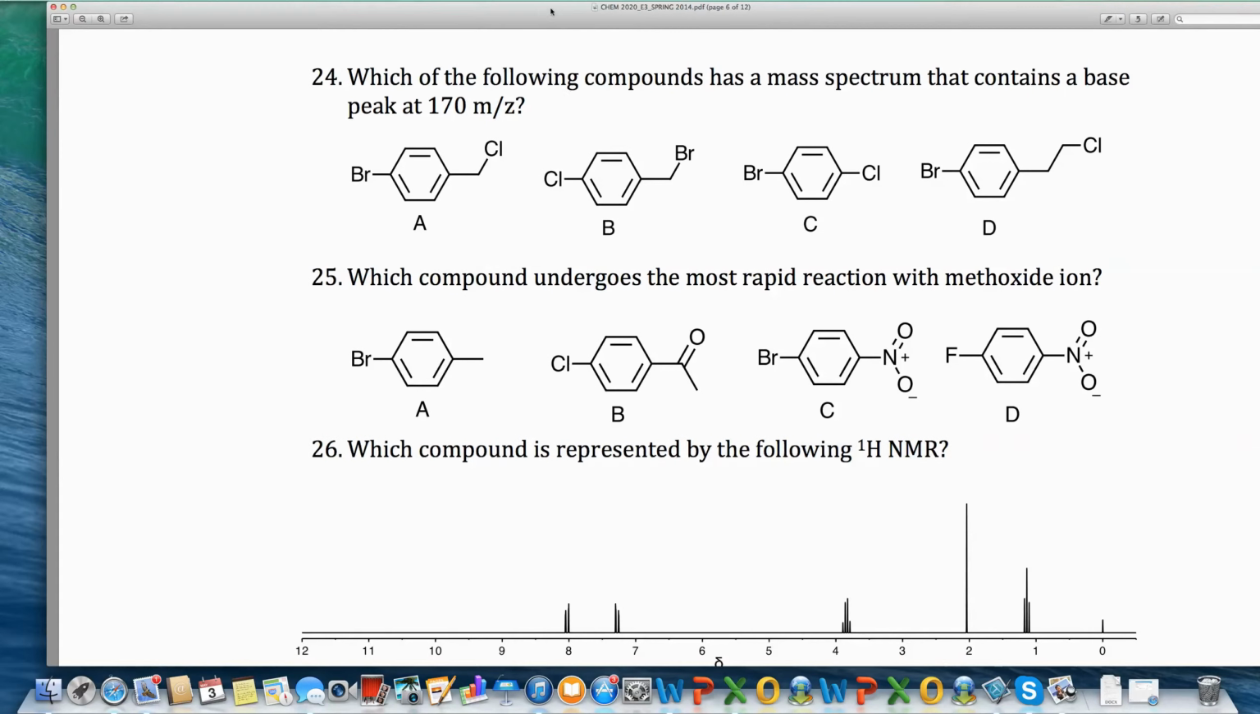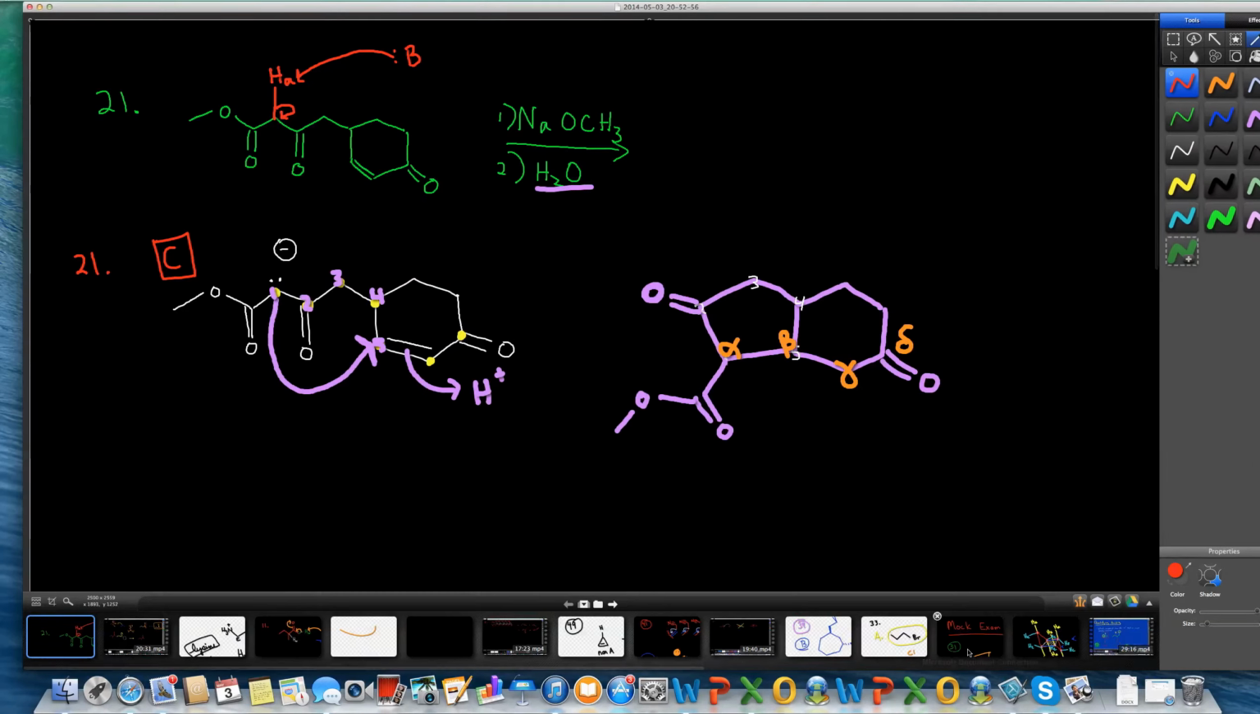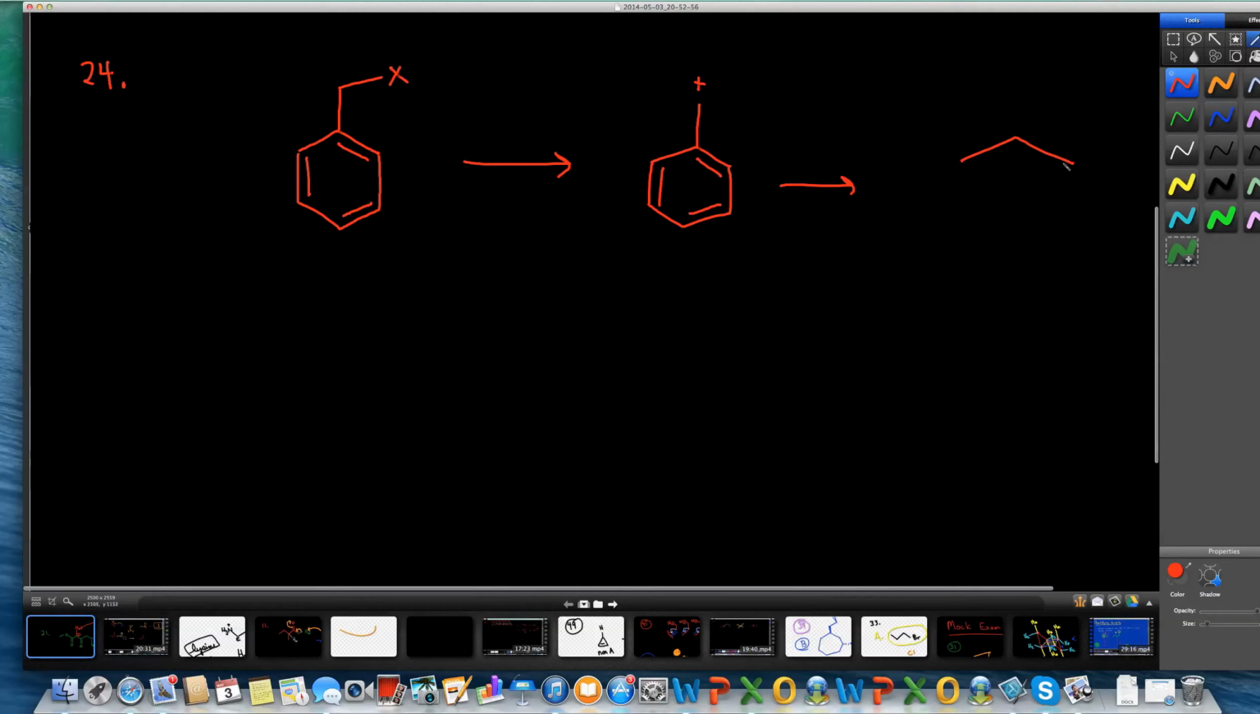You're looking for a base peak at 170 mass per charge ratio. Let's take a look at this one in terms of some chemistry we've already seen. So for number 24, we already know that if we have a benzylic group, that we can create the benzyl cation, and this benzyl cation will rearrange to give us an aromatic intermediate called the tropylium ion. The tropylium ion is aromatic. This has a mass to charge ratio of 91.